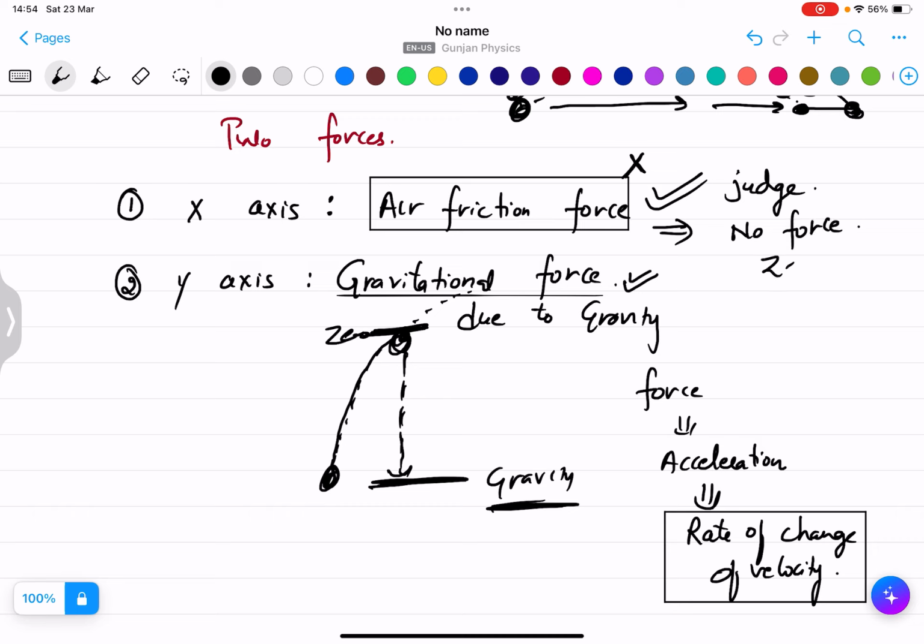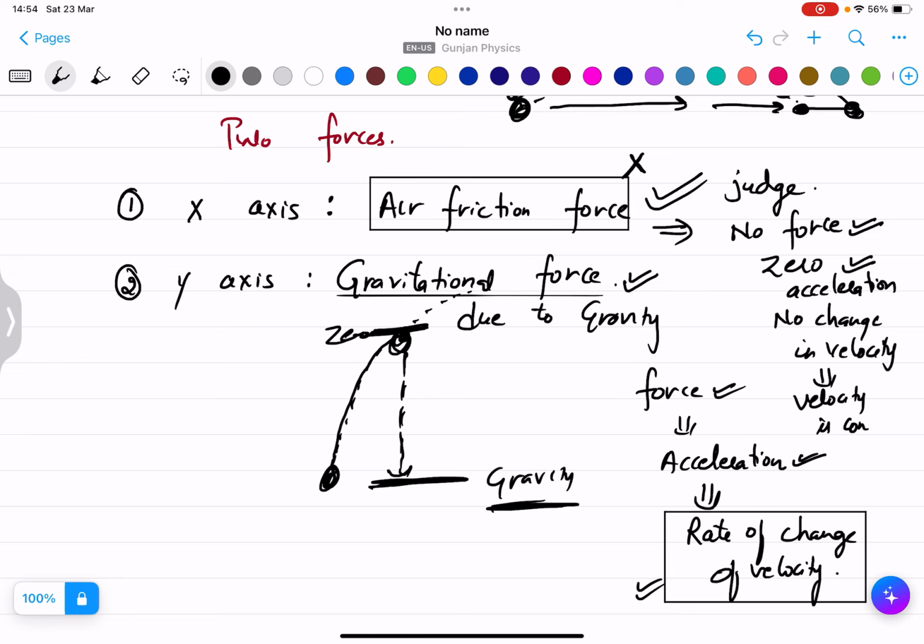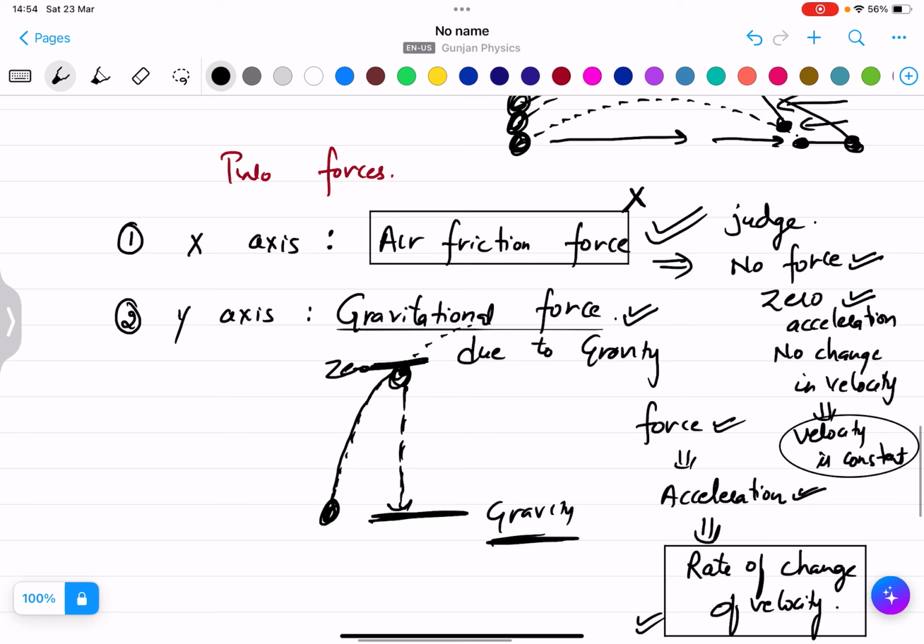right? That means zero acceleration, right? Because if there is a force, there is an acceleration and there will be change of velocity. If there is no force, obviously there will be no acceleration, zero acceleration. That means no change in velocity. And if there is no change in velocity, that means we can say the velocity is constant. Velocity is constant. You understand? This is a very important concept. In horizontal movement, velocity is constant. In vertical, velocity is changing, right?